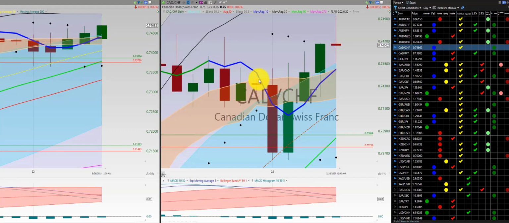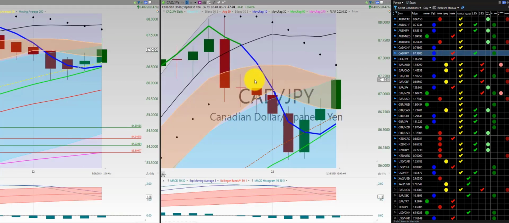Canadian dollar, Swiss franc, Sunday. The initial trade here was stopped out at the height of the candle. I considered this a morning star. Then it went in for a loss as it came right back up, and then I did a 1-2-3 punch out on the long side. So, nice reversal here for Canadian dollar, Swiss franc.